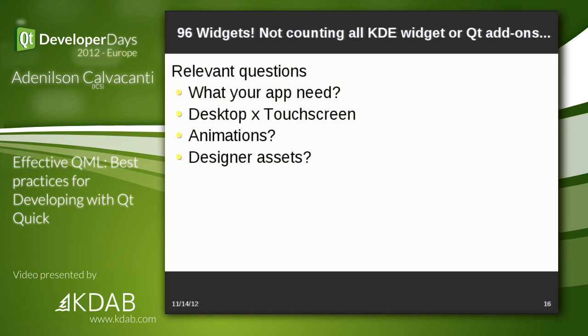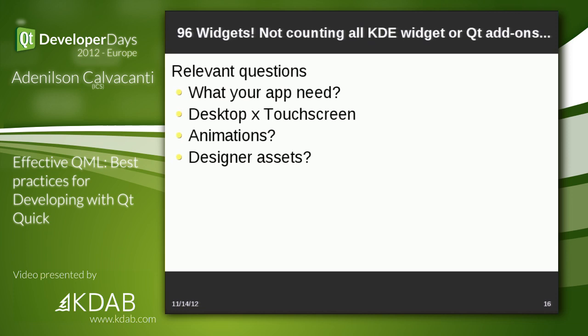So, relevant questions: what does your application really need? Is it good if you have just a checkbox, list view, combo box, buttons? If you need all that, then QML can be the right answer. If you need fairly complex widgets and you have a good team, you can still use QML and write your own widgets. I'm going to show some examples later in the second part of the presentation. But if you have requirements for really, really complex widgets, then it might be interesting to stick with QWidgets for a while. I mean, they are going to be supported in Qt 5.